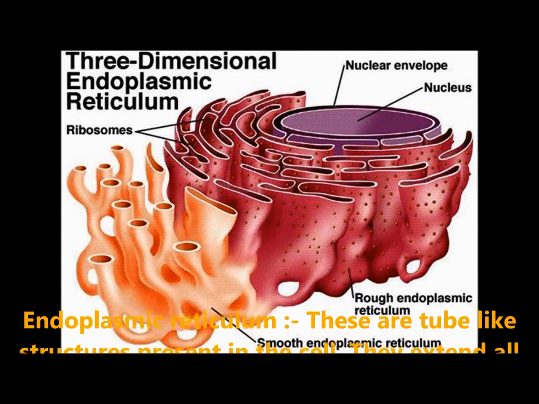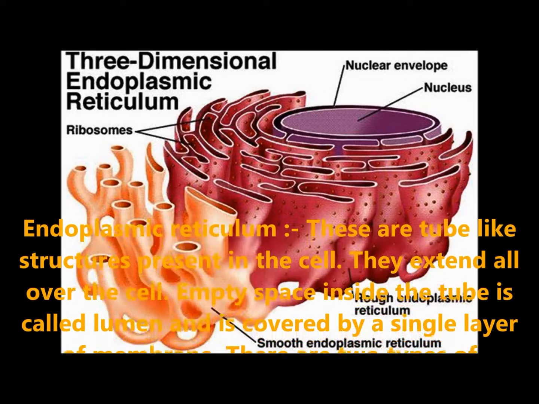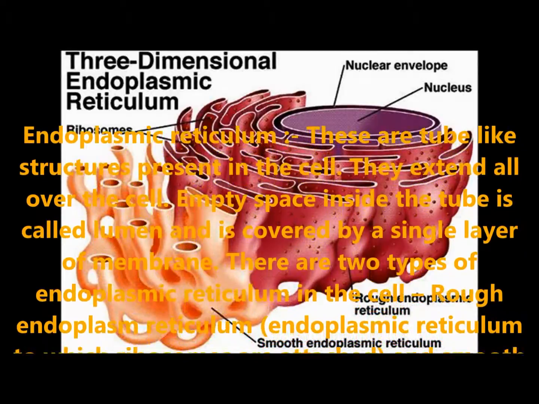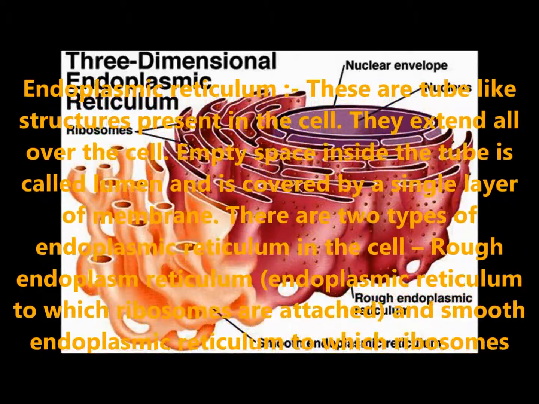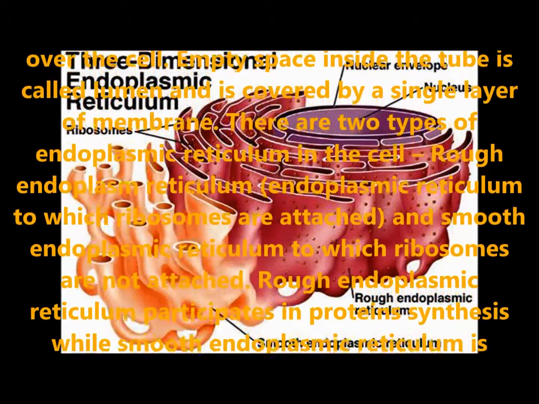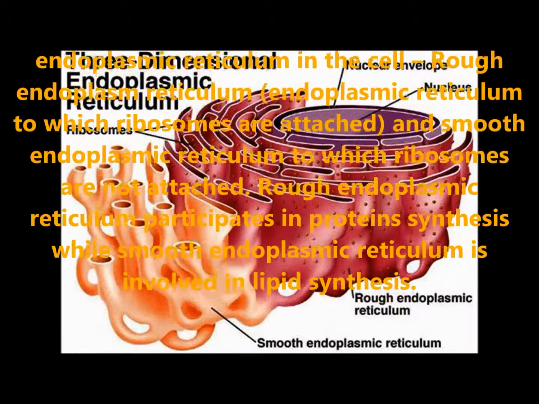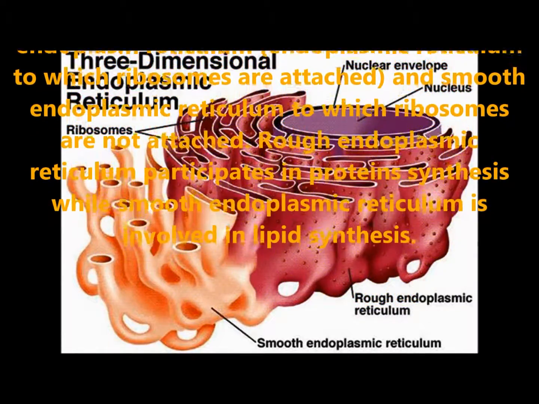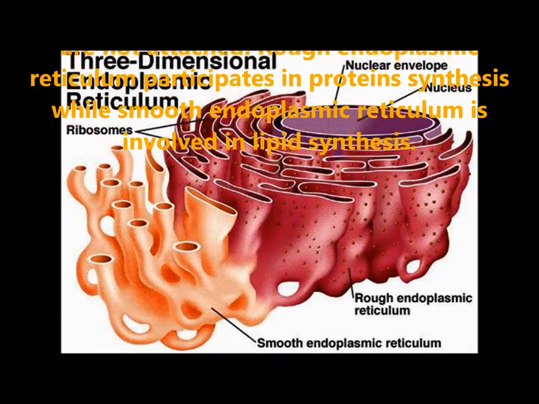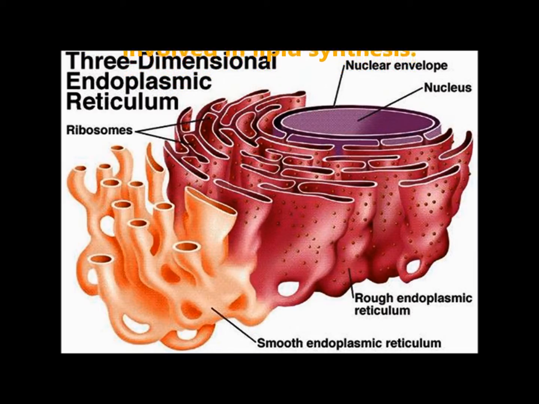Endoplasmic reticulum. These are tube-like structures present in the cell. They extend all over the cell. The empty space inside the tube is called lumen and is covered by a single layer of membrane. There are two types of endoplasmic reticulum in the cell: rough endoplasmic reticulum, to which ribosomes are attached, and smooth endoplasmic reticulum, to which ribosomes are not attached. Rough endoplasmic reticulum participates in protein synthesis while smooth endoplasmic reticulum is involved in lipid synthesis.